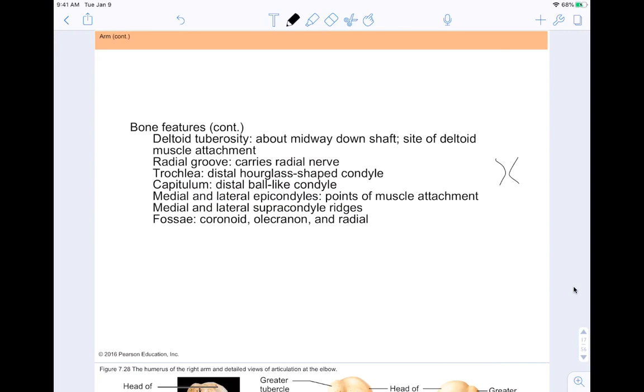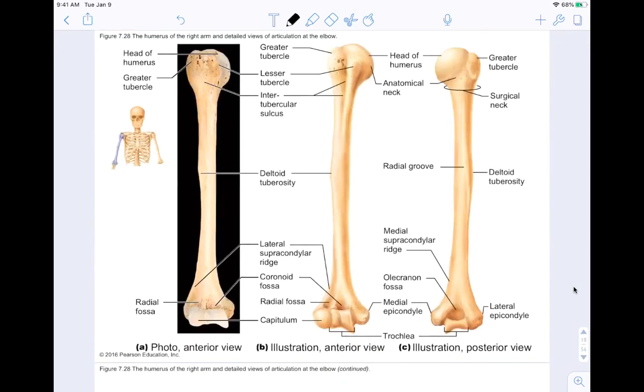You have the medial and lateral epicondyles that are going to be points of muscle attachment. You have medial and lateral supracondylar ridges, and then fossae, again, our little holes and pores: our coronoid, olecranon, and then the radial. So let's look at this. You have the head that we were talking about, and we also talked about the greater tubercle and the lesser tubercle, the intertubercular sulcus. That's all fine. But the head is going to be where it's attaching up in your shoulder area.